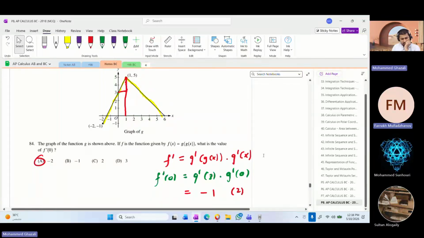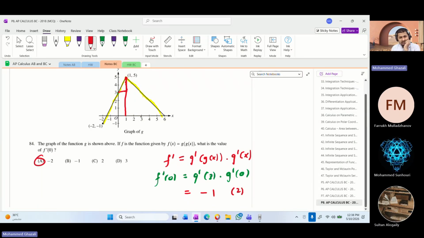Again, explain: what's g prime 3? 3 is here. It's on the downward sloping line. So what does g prime x represent? The slope function. Now, because it's linear, the slope function is constant. Whether you find g prime 3 or g prime 4 or g prime 5, it's just going to be constant. And it's constant and it's negative. I'm just doing rise over run.